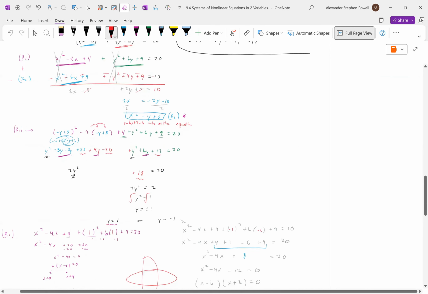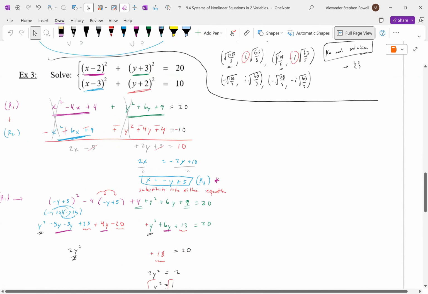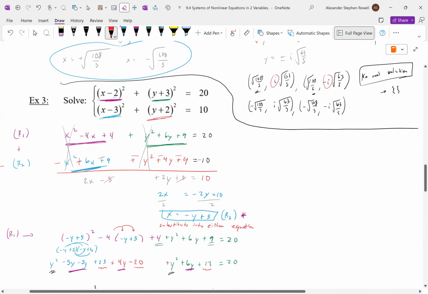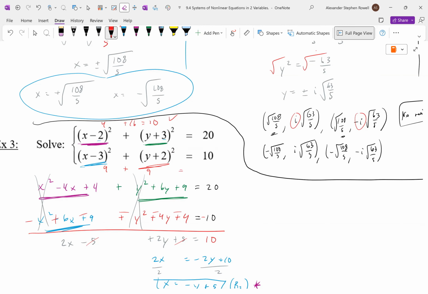Okay, so when we plug 0, 1 in, so if x is 0, we would get -2 squared is 4. And y is 1, we get 4 squared is 16. So that checks out for 0, 0, 1. If we plug in 0, 1 on the bottom one, we would get -3 squared is 9. And 3 squared is 9. 9 plus 9 is not equal to 10.